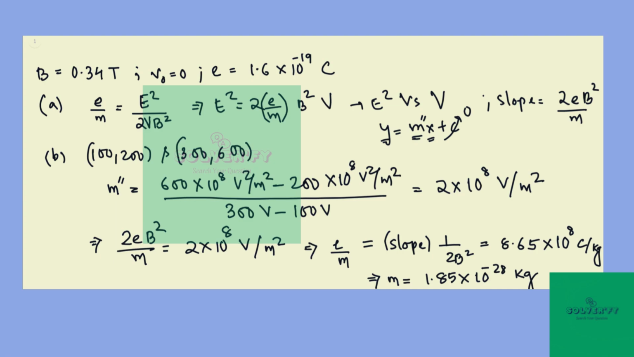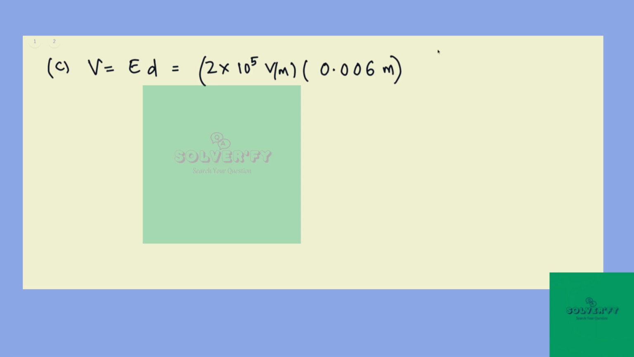And for part C, we have to find the voltage given the electric field and the distance between the plates. The electric field is given to be 2 times 10 to the power 5 volt per meter, and distance between the plates is given to be 0.06 meter. Make sure you convert this into meter while using this equation, and we get the voltage to be 1.2 times 10 to the power 3 volts, or we can write this as 1.2 kilovolts.